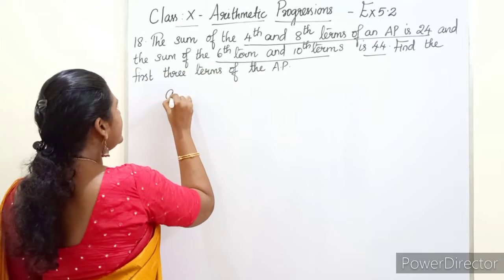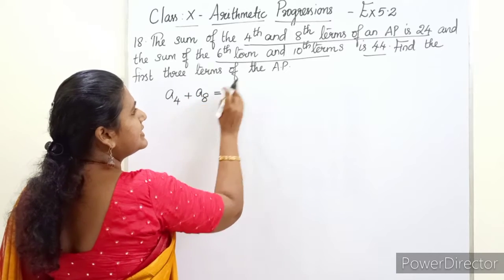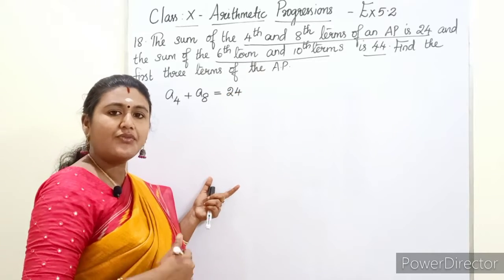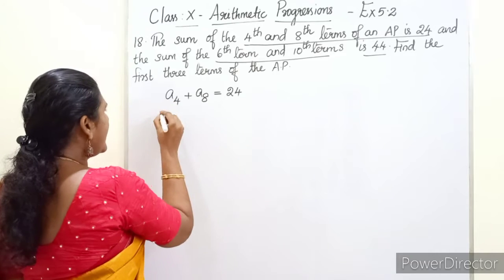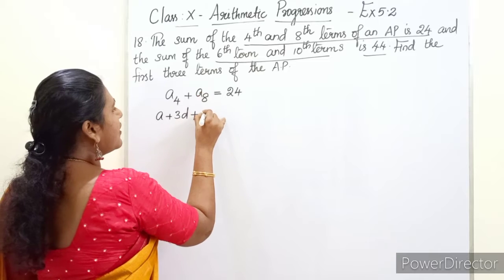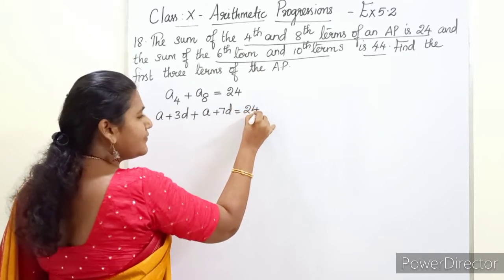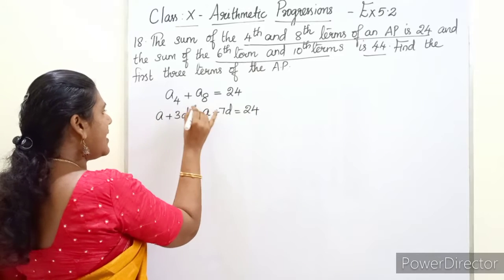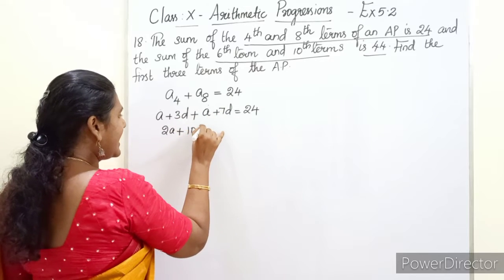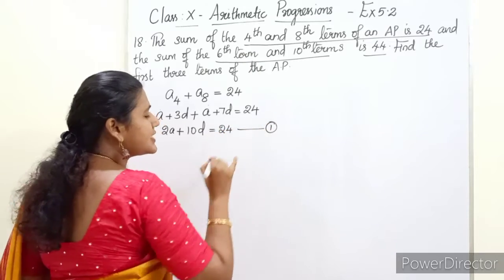So 4th term plus 8th term. So the sum of 4th term and 8th term is given as 24. So from this we will find out first equation. Okay. So A4, the formula for A4 is A plus 3D, and the formula for A8 is A plus 7D. So this is equal to 24. Now we will simplify. So A plus A is 2A plus 3D plus 7D is equal to 10D. So 2A plus 10D is equal to 24. This is the first equation.